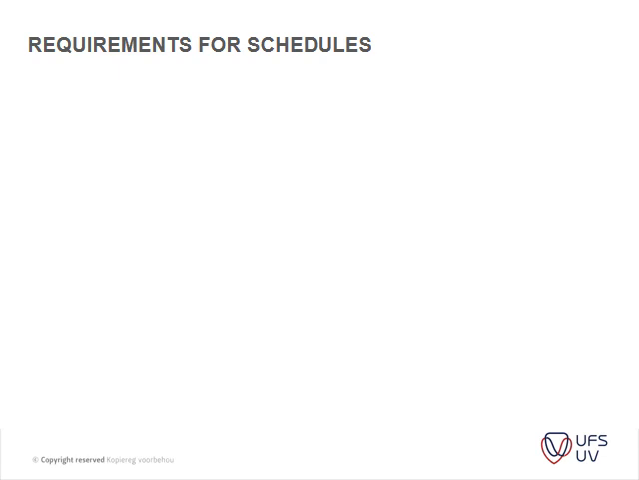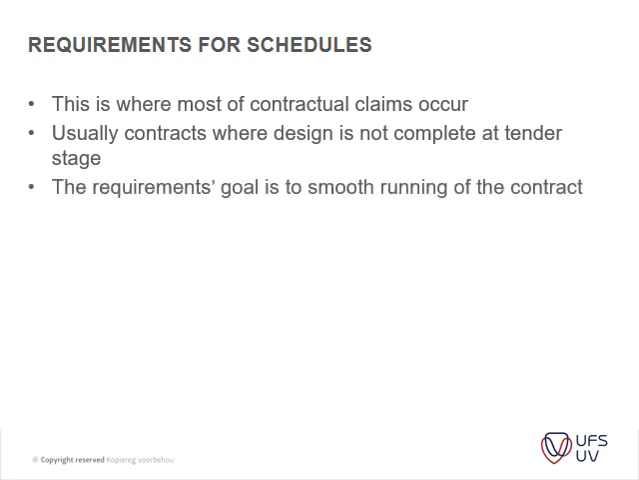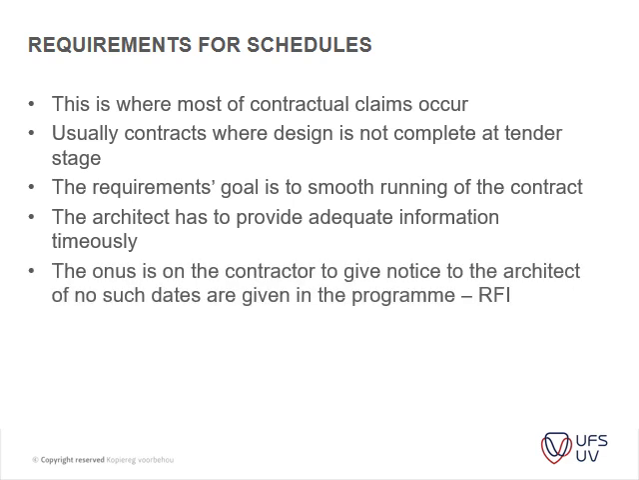Okay, then your requirements for your schedules. There's a couple of basic items that you need to have in that. This is where most contract claims occur. It is usually contracts where design is not complete at tender stage, and the requirement's goal is the smooth running of the contract, and then the architect has to provide adequate information timeously. Then the onus is on the contractor to give notice to the architect, if no such dates are given. Okay, so that's the RFIs which I spoke about in the lecture.